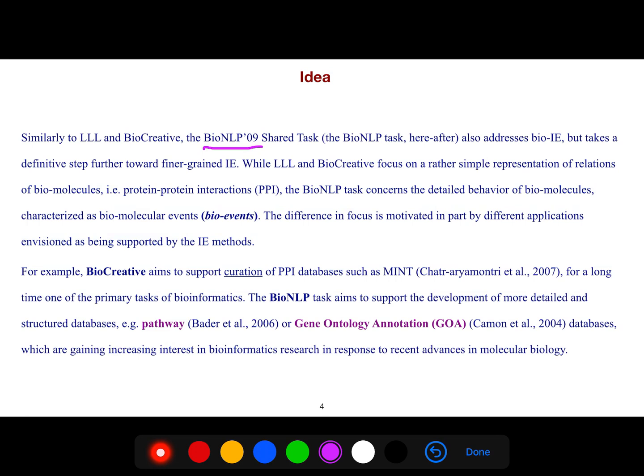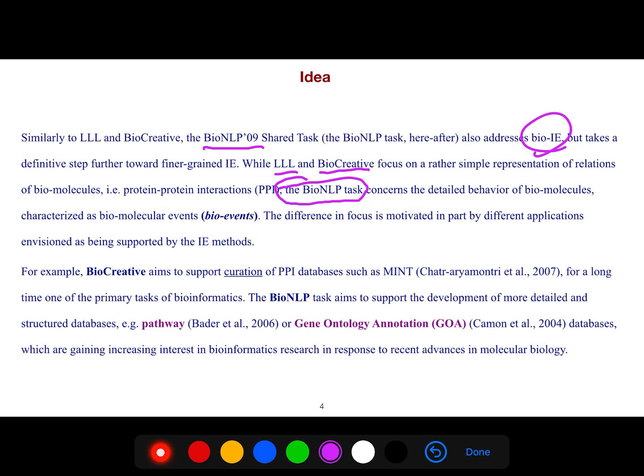Similarly, BioNLP'09 also addresses bioinformation extraction, but takes a definitive step further toward finer-grained information extraction. While LLL and BioCreative focus on a rather simple representation of relations of biomolecules, like protein-protein interaction, BioNLP is concerned with the detailed behavior of biomolecules, which characterizes biomolecular events. We call them bioevents.